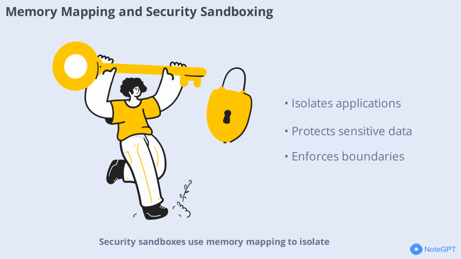Security sandboxes use memory mapping to isolate applications and prevent unauthorized access to system resources. By controlling which memory regions are mapped into each process, the operating system can enforce strict boundaries and protect sensitive data. This technique is widely used in browsers, mobile apps, and secure computing environments.